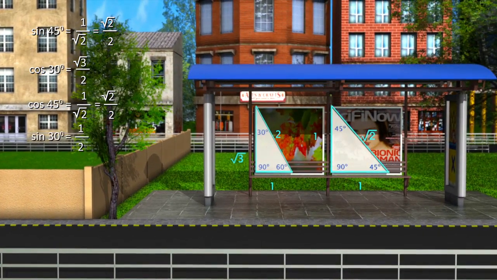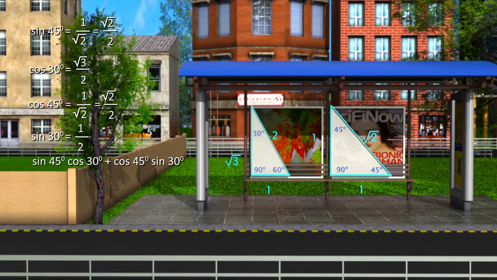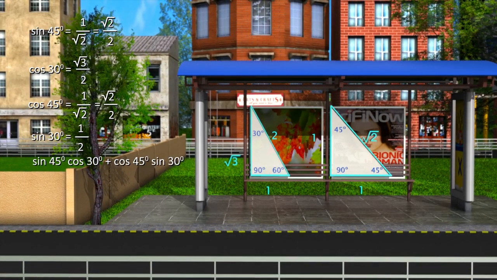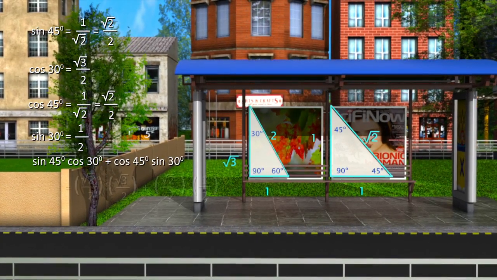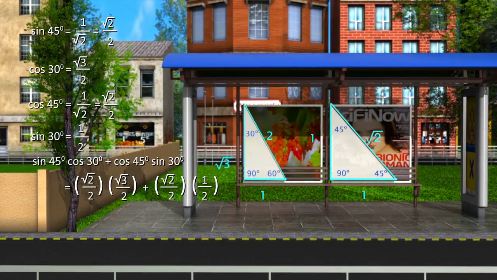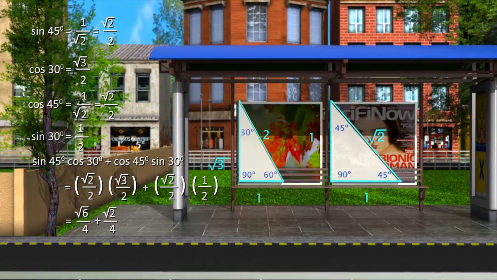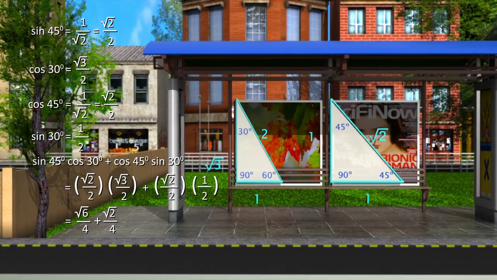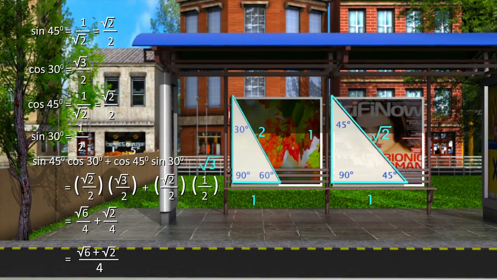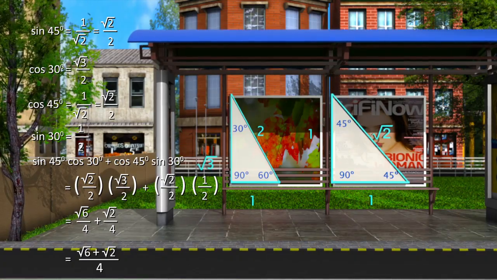And sine 30 degrees is equal to 1 by 2, which gives sine 45 into cos 30 plus cos 45 into sine 30, which is equal to root 2 by 2 into root 3 by 2 plus root 2 by 2 into 1 by 2, which is equal to root 6 by 4 plus root 2 by 4. Therefore, sine 75 degrees is equal to square root of 6 plus square root of 2 divided by 4.